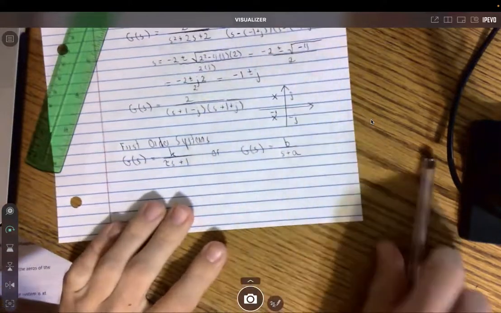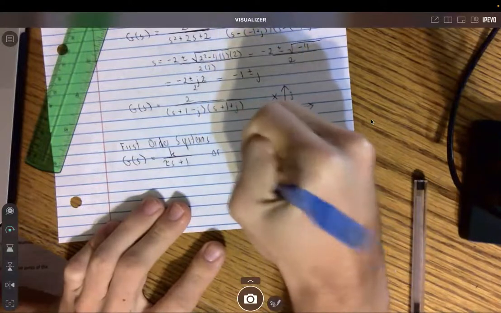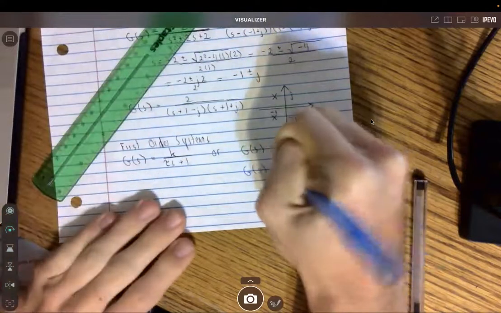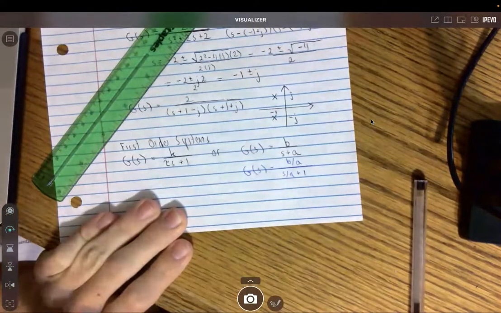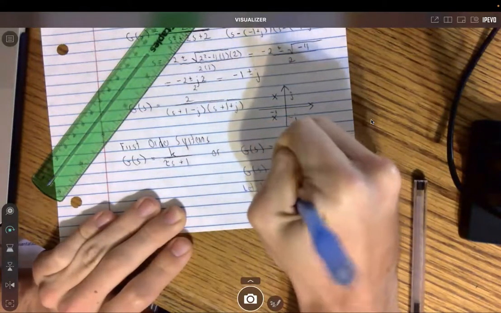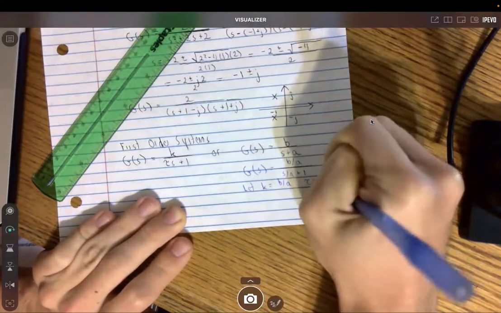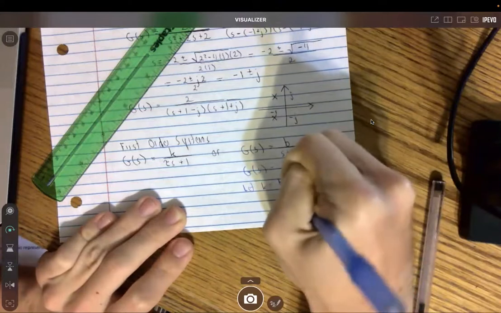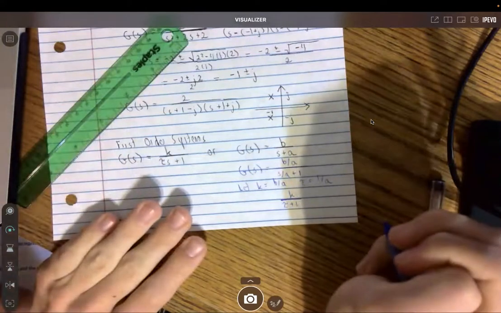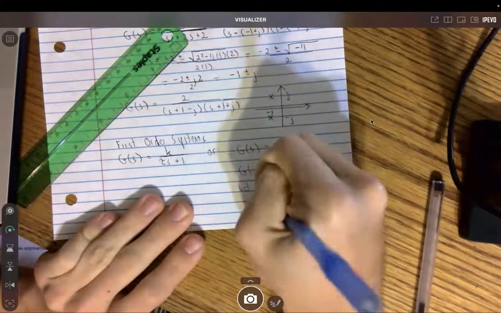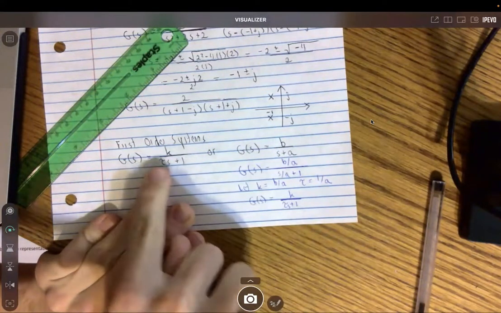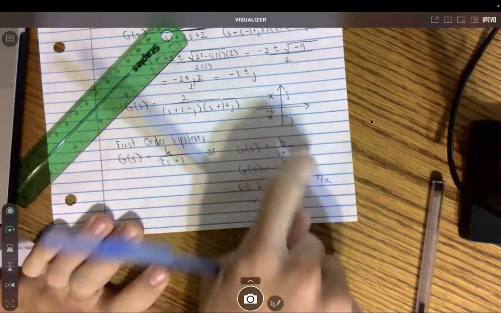I'm just going to illustrate that if you took this one and did b divided by a, all over s divided by a plus 1, and you let K equal b over a and τ equal 1 over a, you're going to get K over τs plus 1. And so that's your G(s). That's how you can convert from this format over to this format, and you can do it vice versa.